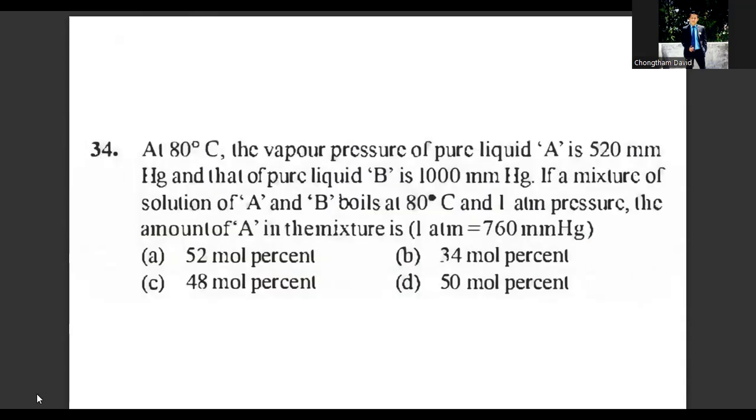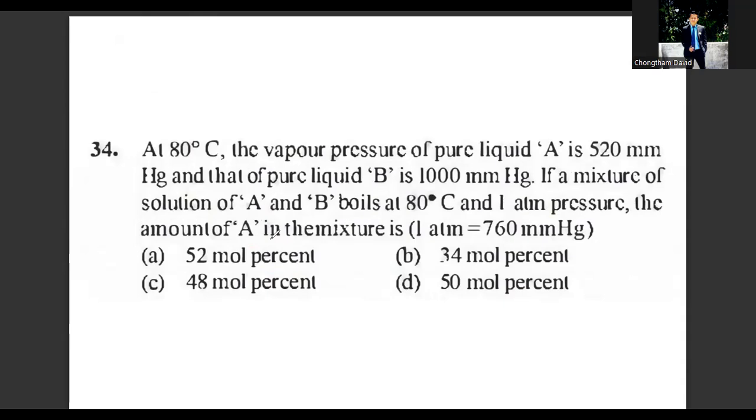Question 34. At 80 degrees Celsius, the vapor pressure of pure liquid A is 520 mm of mercury and that of pure liquid B is 1000 mm of mercury. If the mixture of solution A and B boils at 80 degrees centigrade and 1 atmosphere pressure, the amount of A in the mixture is.